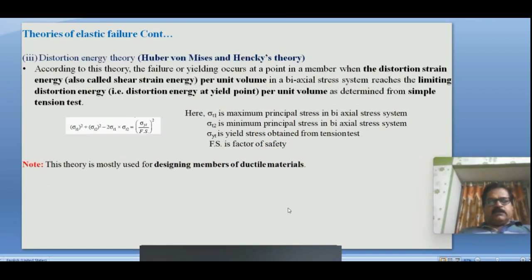And the third theory is von Mises theory or distortion energy theory. According to this theory, the failure or yielding occurs at a point in a member when the distortion strain energy, also known as shear strain energy per unit volume in a biaxial stress system, reaches the limiting distortion energy per unit volume as determined from a simple tension test.